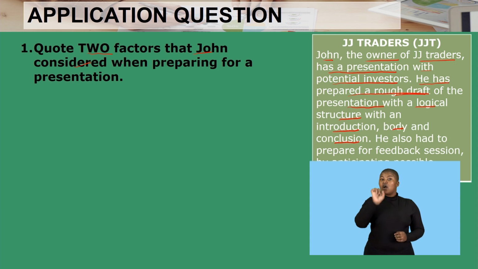Now you go to your question. The question says factors to be considered when preparing. So this is an aspect that John has done while he was preparing for the presentation. He had prepared a rough draft of the presentation with a logical structure, which included introduction, body, and conclusion. So this sentence is to be considered. He also had to prepare for a feedback session by anticipating possible questions. So that sentence as well has to be quoted. So what do you do when you quote?